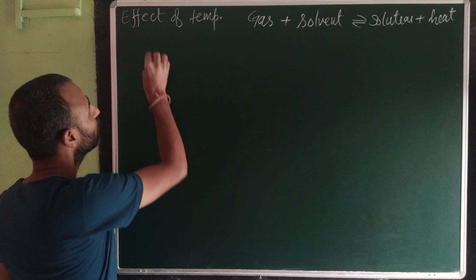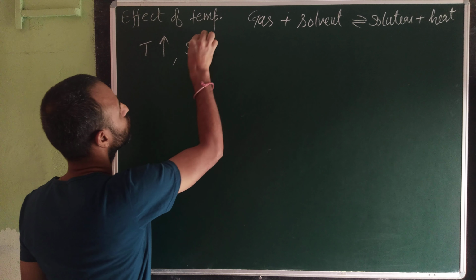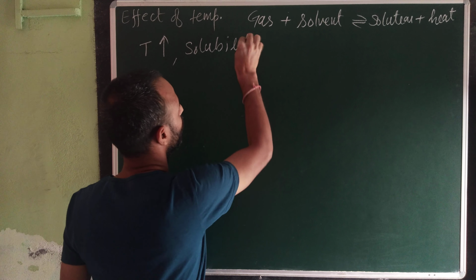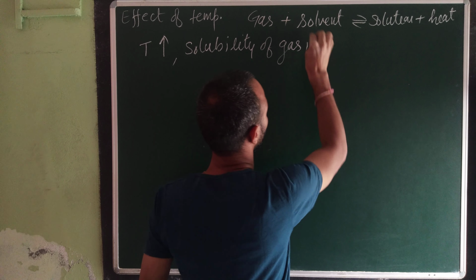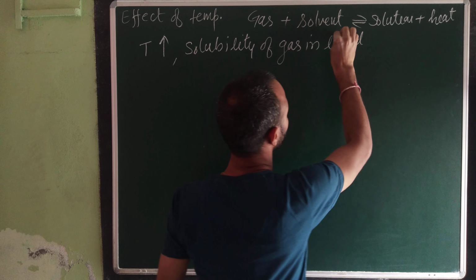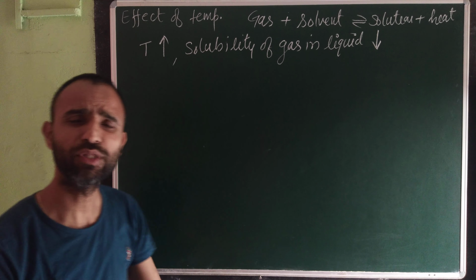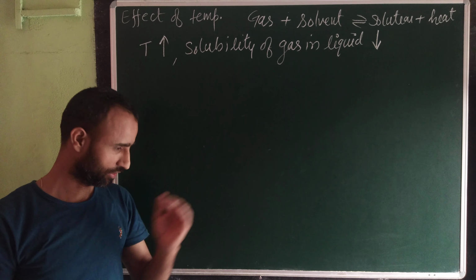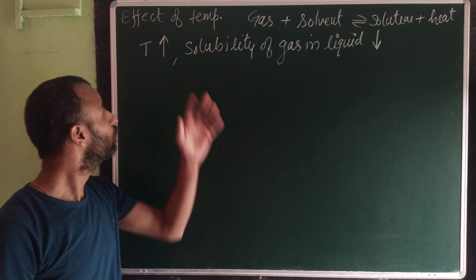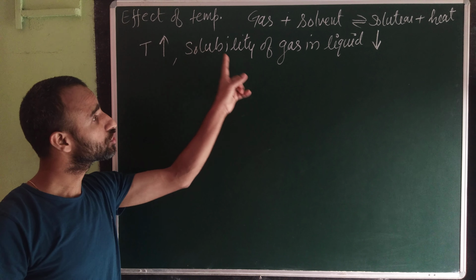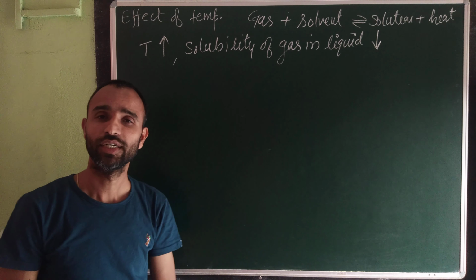That's why when we increase the temperature, solubility of gas in liquid will generally decrease, with few exceptions that we will discuss in the same part later on. So on increasing temperature, solubility of a gas in liquid decreases, and to see the quantitative effect, we will use the equation just like Van't Hoff equation, d ln C over dT equal to delta H over RT squared.